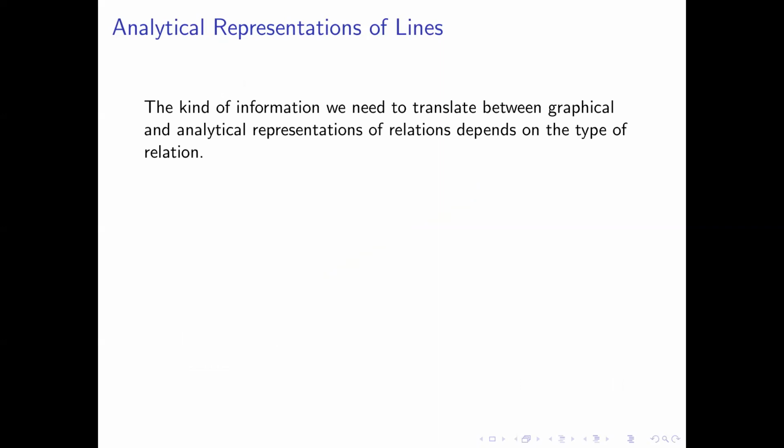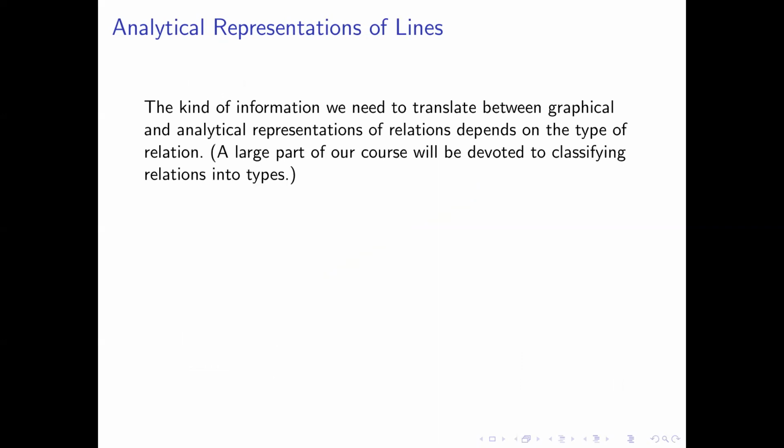Let's turn now to the third kind of representation that we have, analytical representations. Now, here, a lot depends on the type of relation we're working with. So if you're translating between a graphical and an analytical representation of a relation, it often helps to know something about the type of relation you're dealing with. And that's going to be a lot of what we study in this course, how to classify relations into types and to recognize those based on both graphical and analytical representations. The good news is that for linear relations, this is pretty simple.